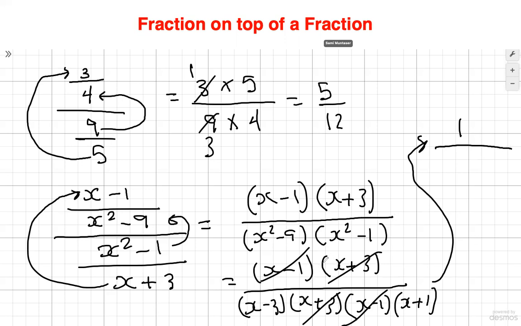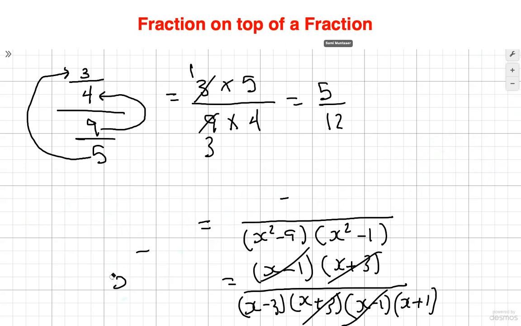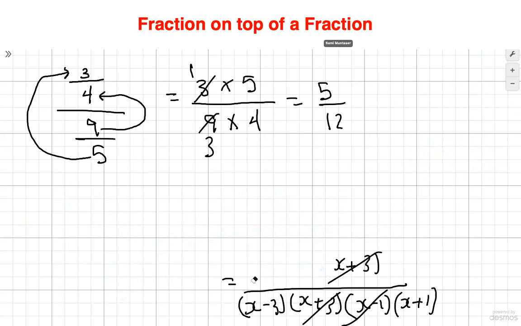Some people will just ignore the 1 on top and they write the answer as x minus 3, x plus 1, and they don't have 1 on top of that. That would be wrong. And what you have left on the bottom is x minus 3, x plus 1. Okay. So I'm just going to leave that top one on top there just so that I'll show you what kind of shortcuts you could take as well.